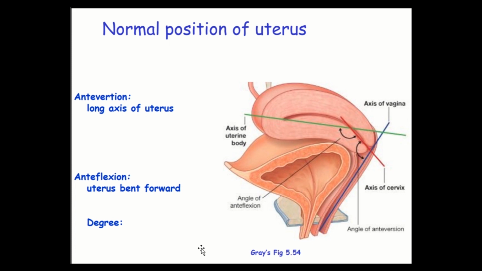Under abnormal conditions, sometimes the uterus may be retroflexed, that is bent backward at this junction over here, and under some less common abnormal conditions, the cervix may be retroverted, that is bent backward at this junction.